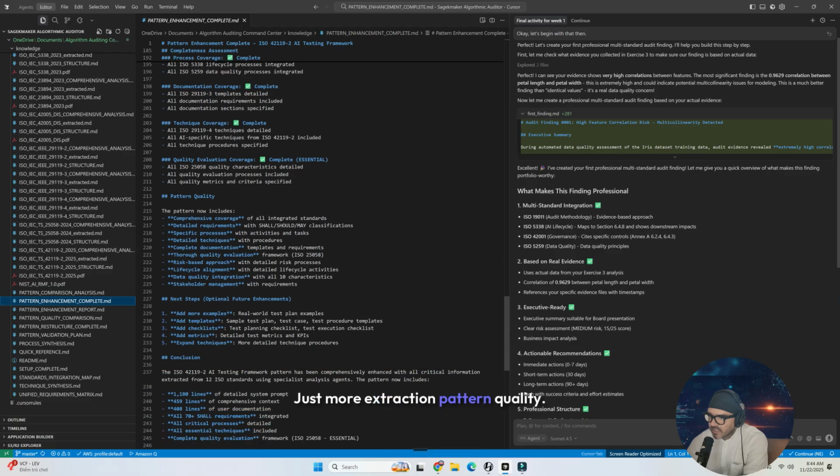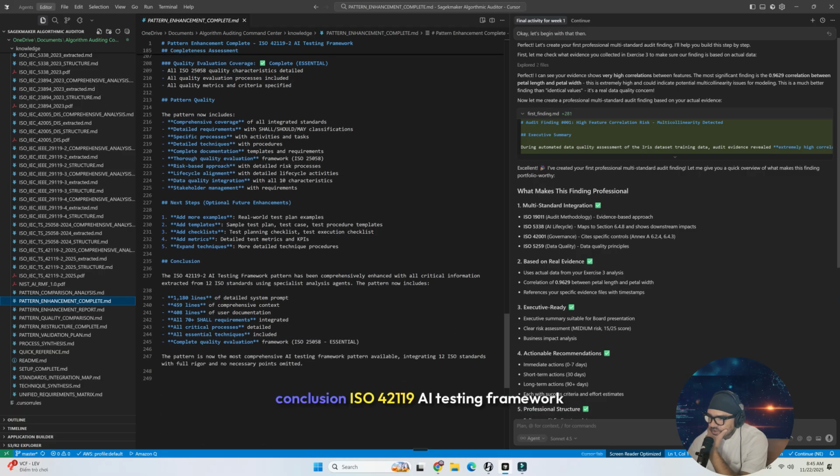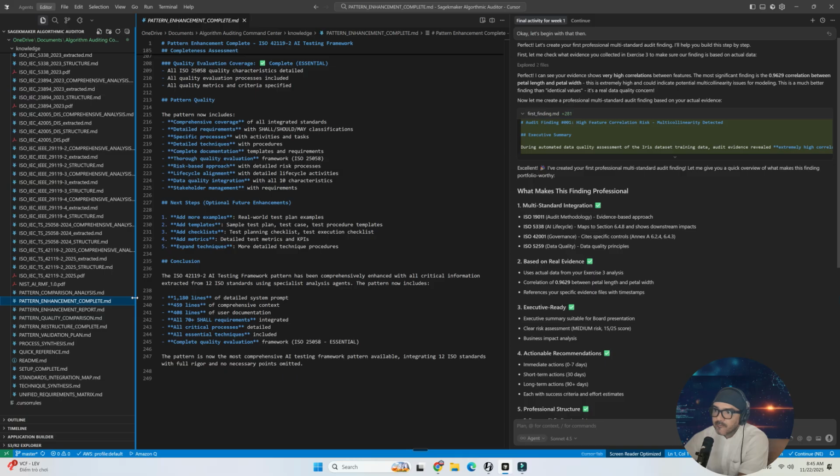Just more extraction pattern quality. The pattern now includes comprehensive coverage of all integrated standards, risk-based approach. Conclusion: the ISO 42119 AI testing framework pattern has been comprehensively enhanced with all critical information. 1,180 lines of detailed system prompt. The pattern is now the most comprehensive AI testing framework pattern available, if you say so. Integrating 12 ISO standards with full rigor and no necessary points omitted. I'll take that. It's for free, other than the cost of the standards, of course. You're saving me thousands of dollars. If you say it's the most comprehensive, I'll trust you.